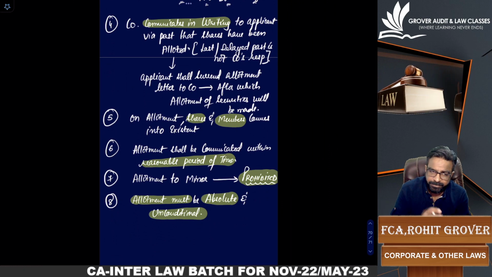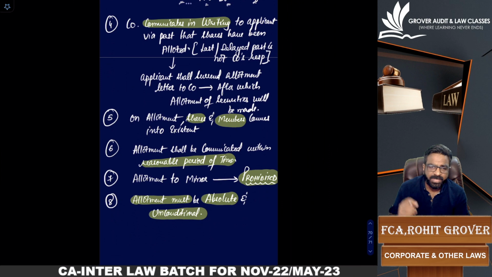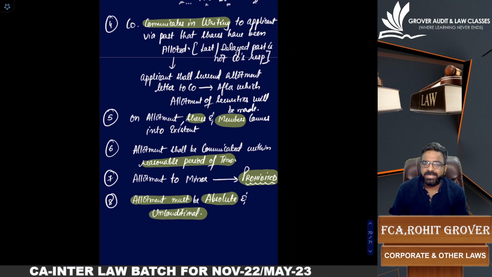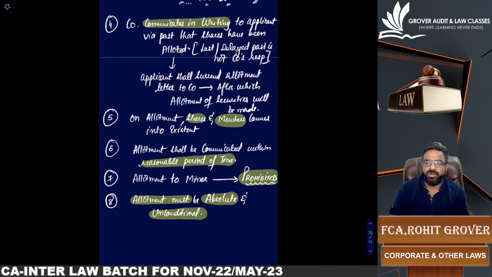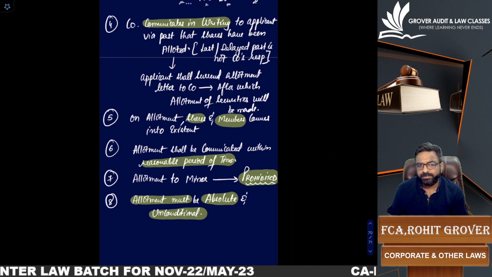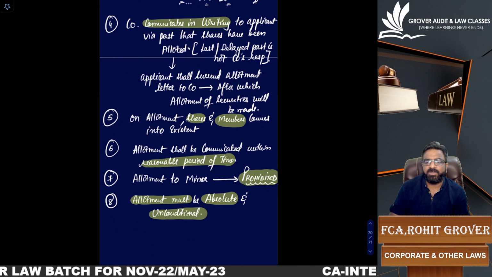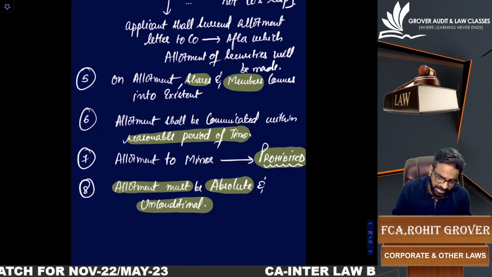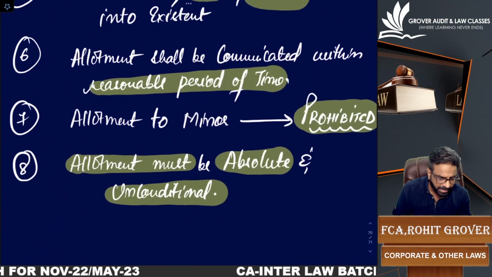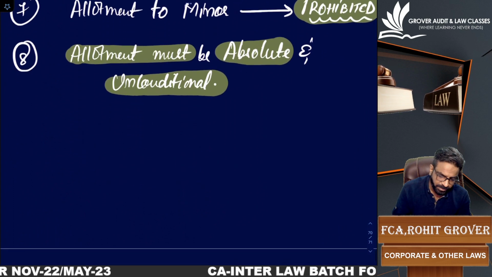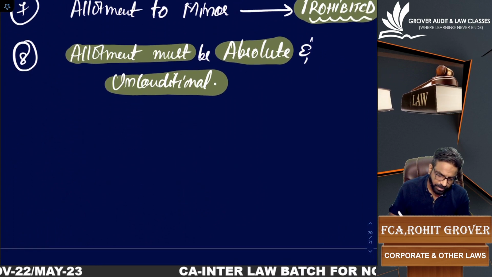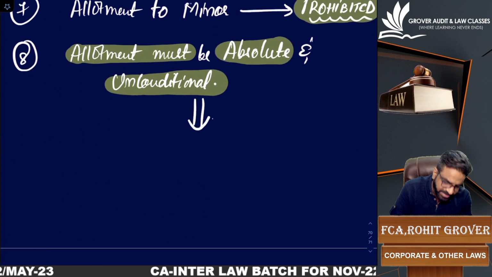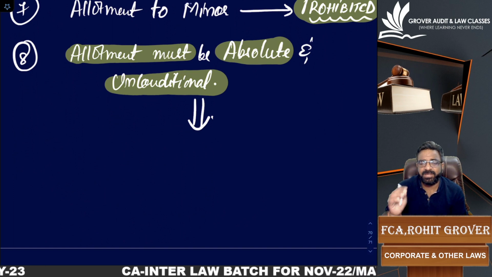Shares and members. Allotment should be communicated within which period of time? Reasonable period of time. Allotment to the minor is allowed or prohibited? Prohibited. Allotment must be absolute and what? Unconditional. If there is any doubt, please let me know. Any doubt or no doubt? No doubt, sir.